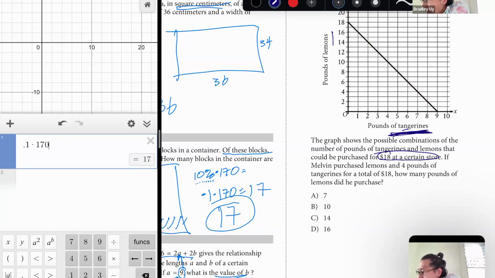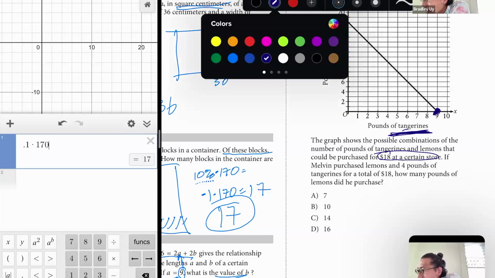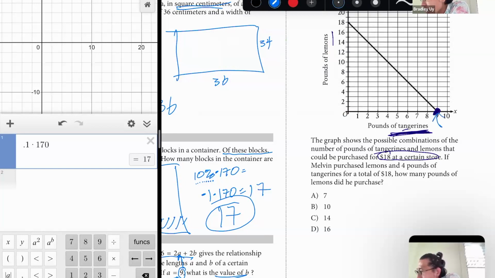If you take a look at this point right here, this point represents 9 pounds of tangerines and 0 pounds of lemons. Why is it 0 pounds of lemons? Because this point corresponds to here, which is 0 pounds of lemons if we look on this axis. So you're buying only tangerines at this location, and how many? 9 pounds. And you spent $18. That implies that tangerines are $2 per pound, because you spent $18 for 9 pounds.